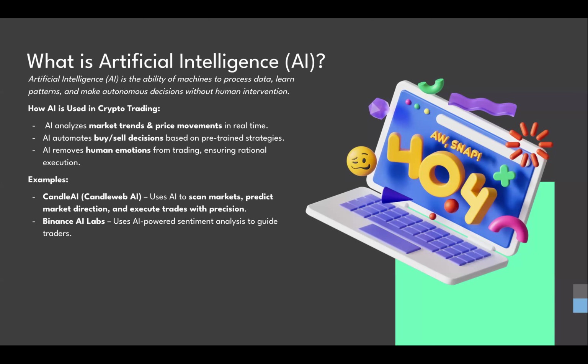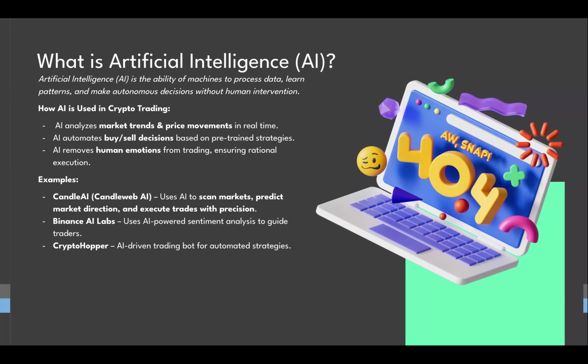And we have other examples like Binance AI Labs, which also uses sentiment analysis. What it means with sentiment analysis is more like the perception of the people, or the perception of something. So you make analysis to be able to perceive what is happening on this. And then we have other ones like Crypto Hooper, an AI trading bot that automates strategies also.